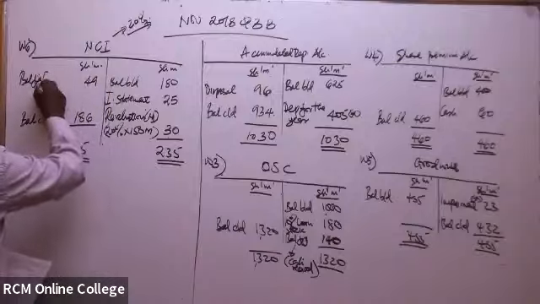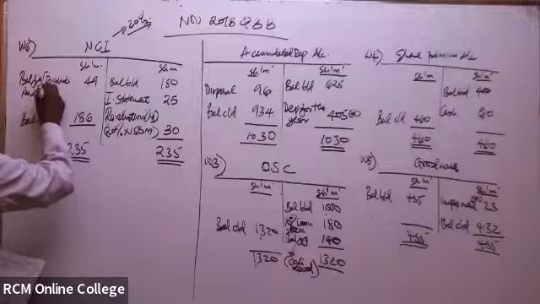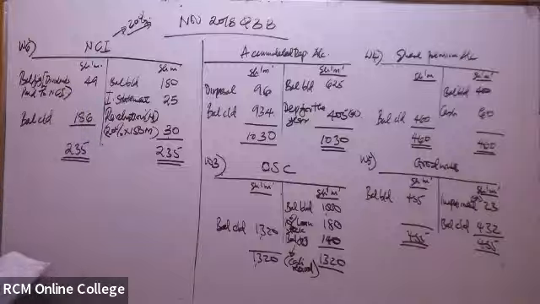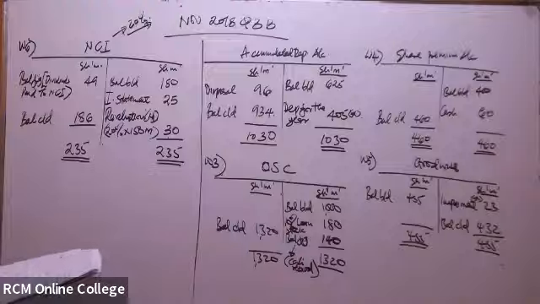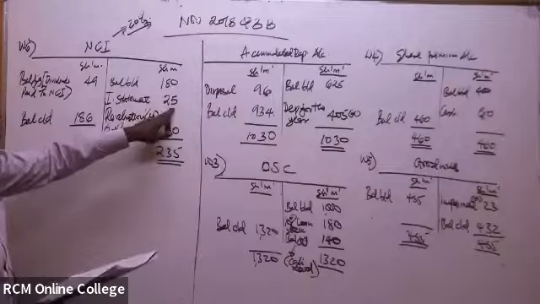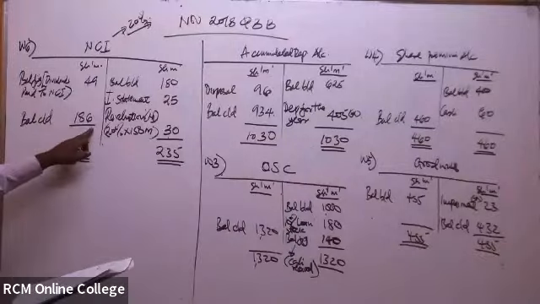This balancing figure is the dividends paid to the non-controlling interest. Is the dividends that was likely paid in this case to the non-controlling interest. So of course, during the year, they were given part of the profits, 25. Their opening balance was 180. By the end of the year, it was 186.